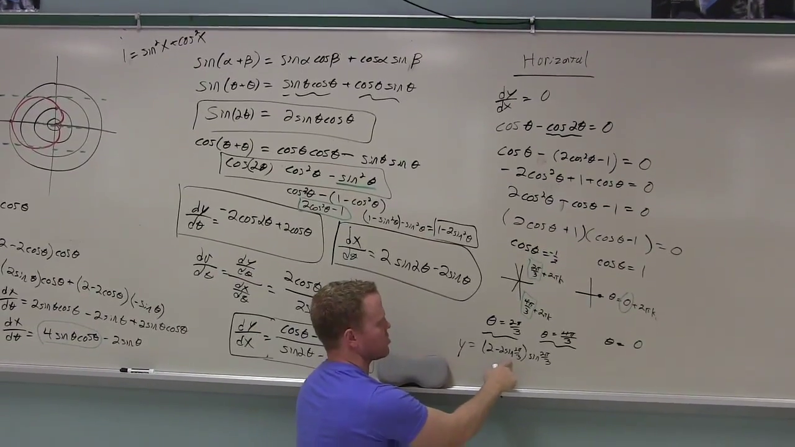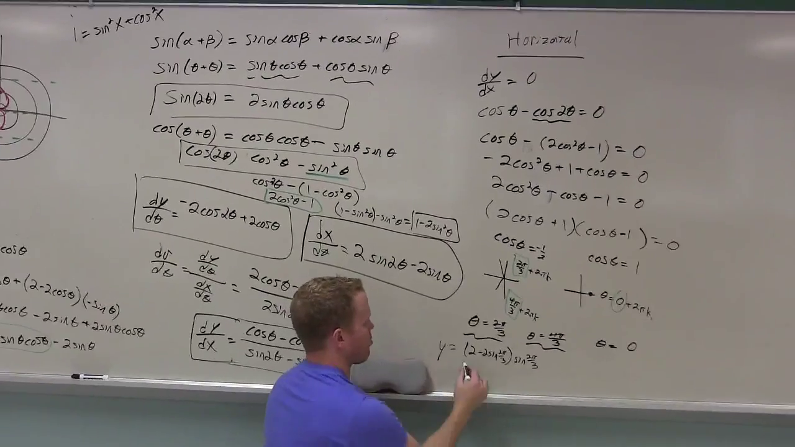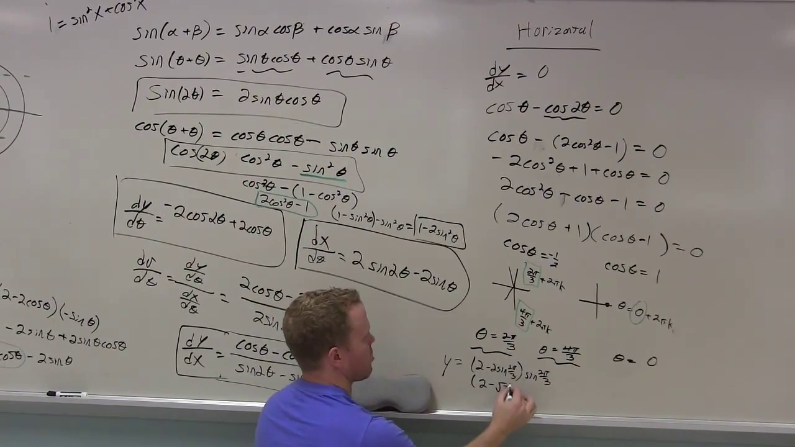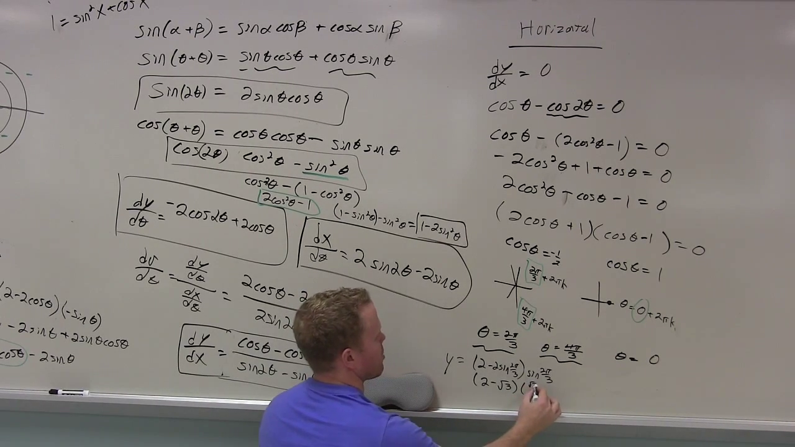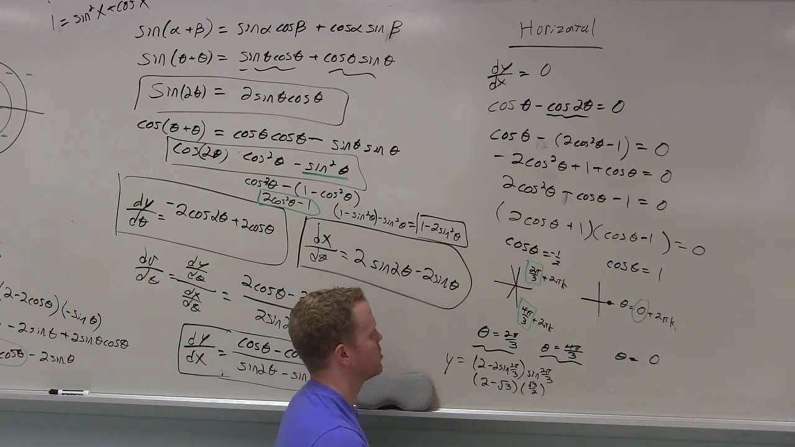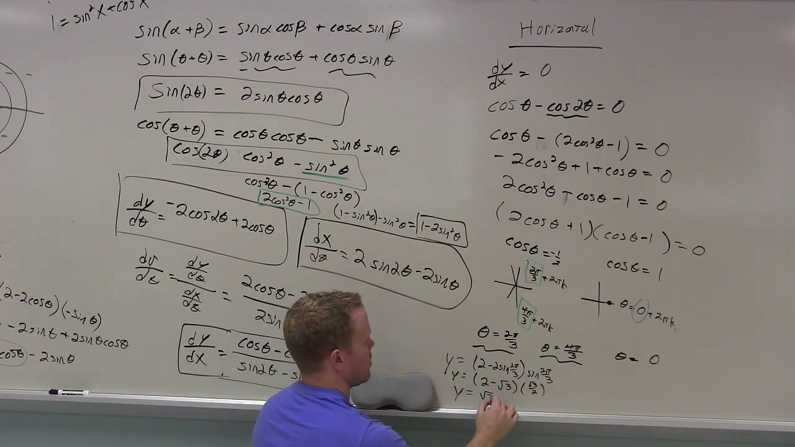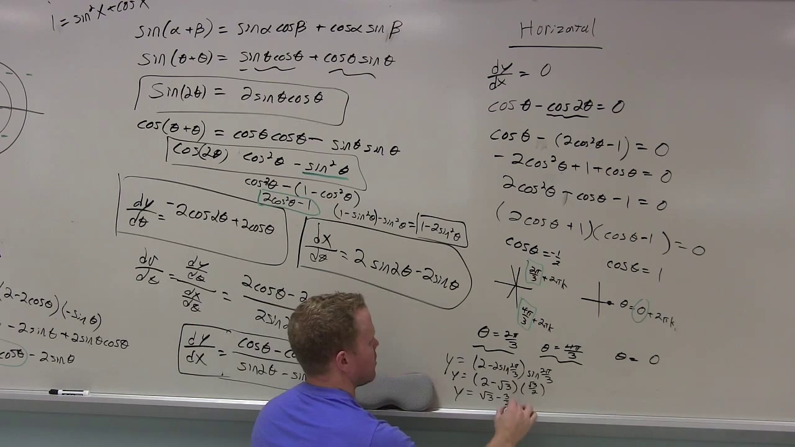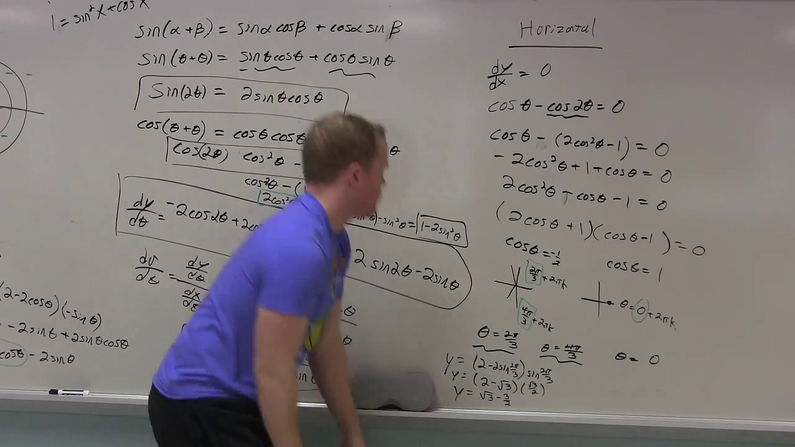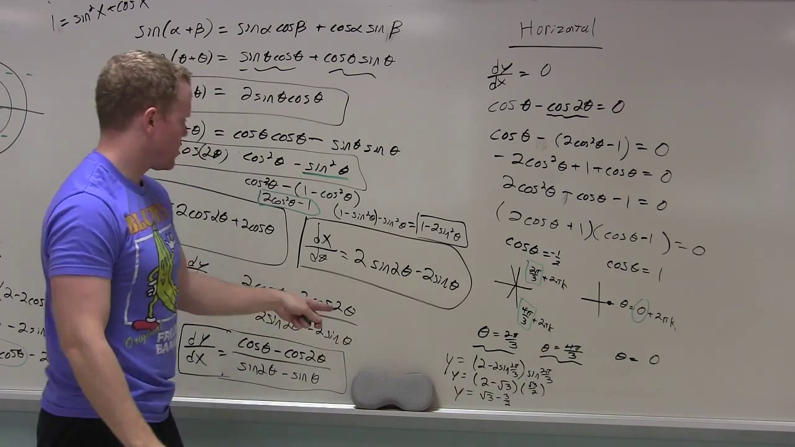Sine of 2 pi over 3 is root 3 over 2. Root 3 over 2 doubled is root 3. So this is 2 minus root 3, times sine of 2 pi over 3, which is also root 3 over 2. So if I distribute that root 3 over 2, y equals root 3 minus 3 halves. So root 3 is like 1.7. Wait, did I mess that up somewhere?